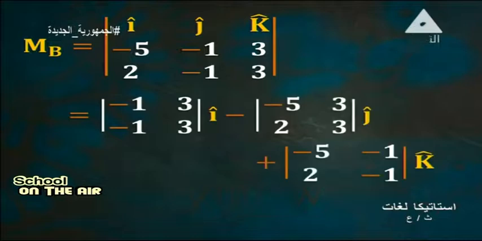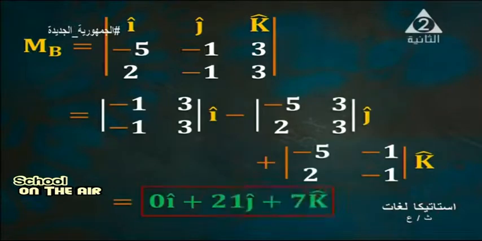What is the meaning of determinant? The first row is i, j, k, the second row is the components of R, (-5, 1, 3), and the third row is the components of the force F, (2, -1, 3). Therefore, by using the determinant, the result is 0i plus 21j plus 7k.